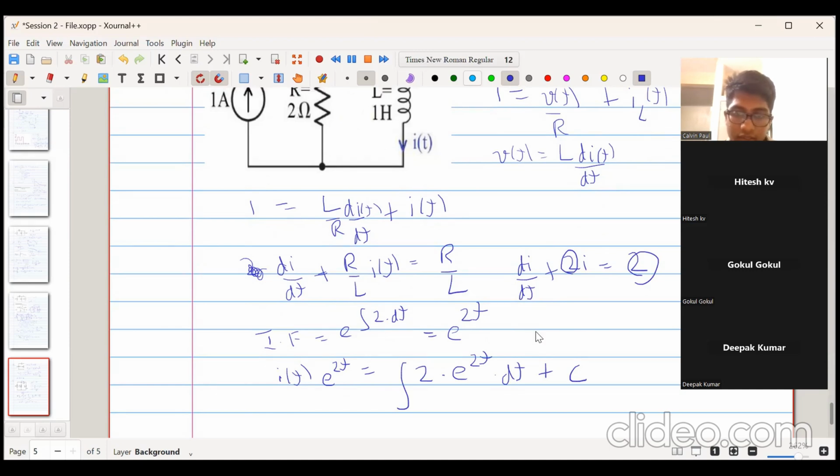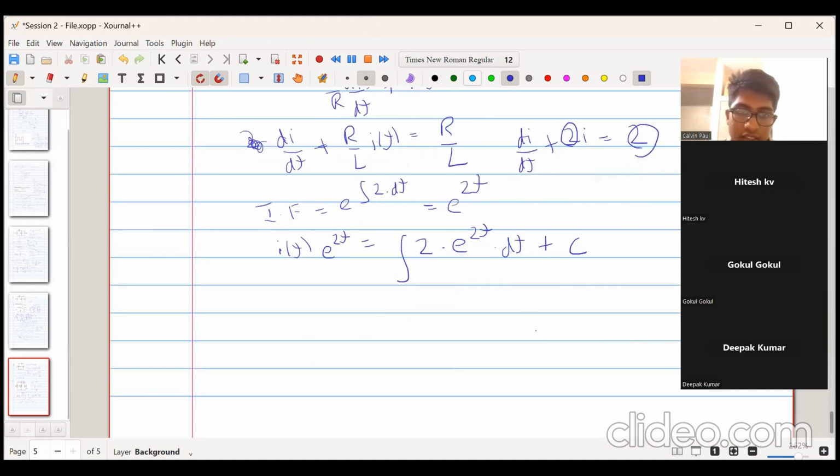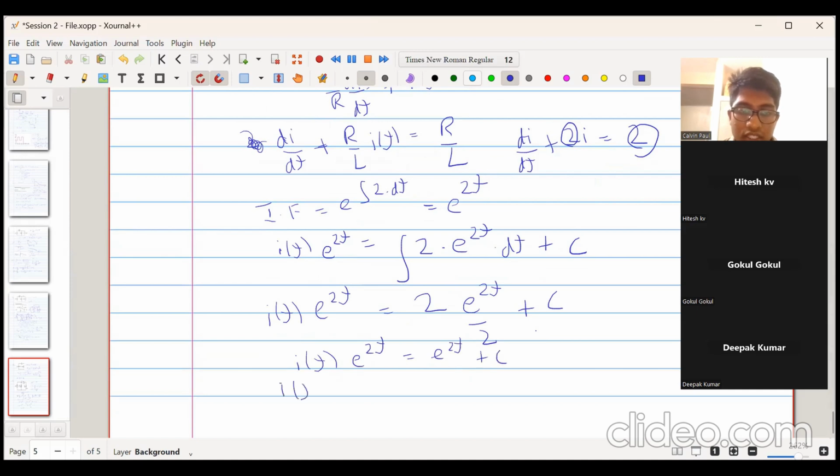When I integrate it further, I of t into e to the power 2t is equal to 2 e to the power 2t upon 2 plus c. So I of t e to the power 2t is equal to e to the power 2t plus c. So I of t is equal to 1 plus c into e to the power minus 2t. Any doubts in this simple differential equation maths?